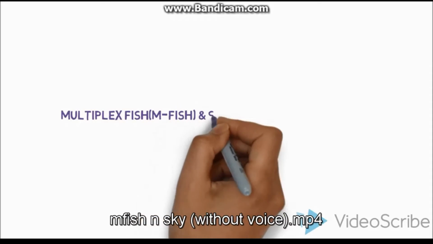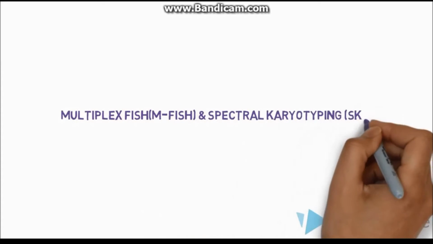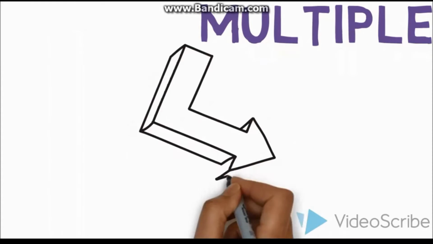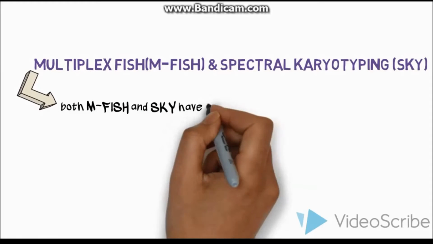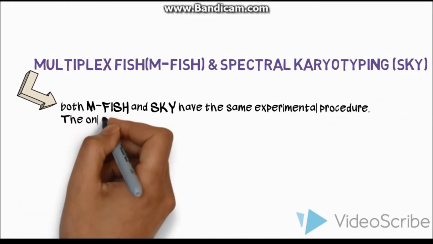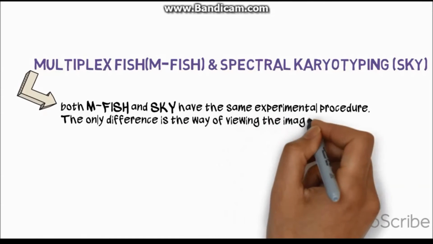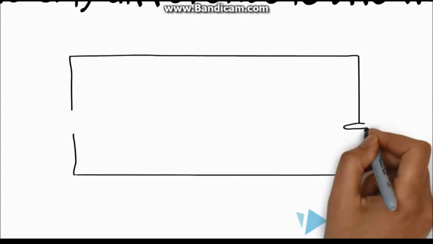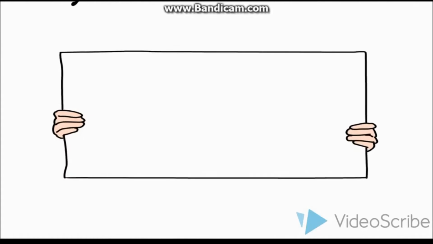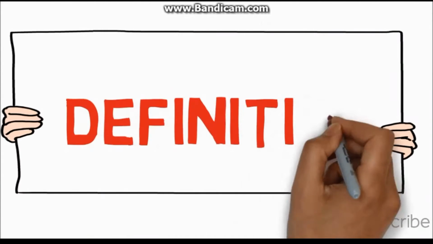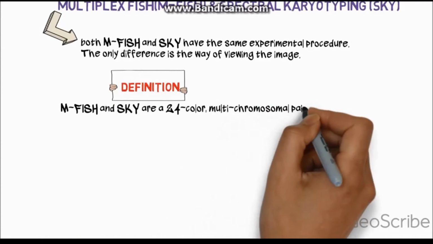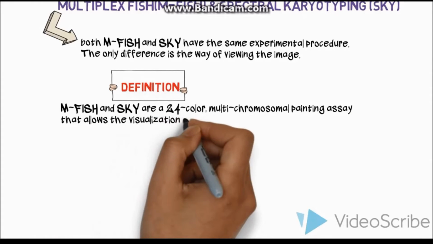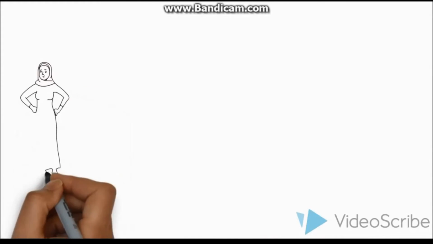Multiplex FISH or M-FISH and spectral karyotyping or SKY. Both M-FISH and SKY have the same experimental procedure, but the only difference is the way of viewing the image of chromosomes. Definition of M-FISH and SKY: they are a 24-color, multi-chromosomal painting assay that allows the visualization of all human chromosomes in one experiment.